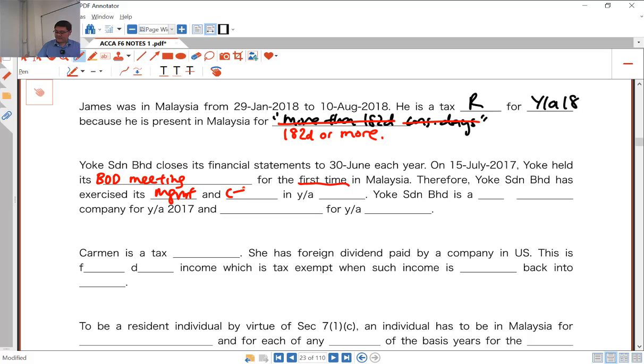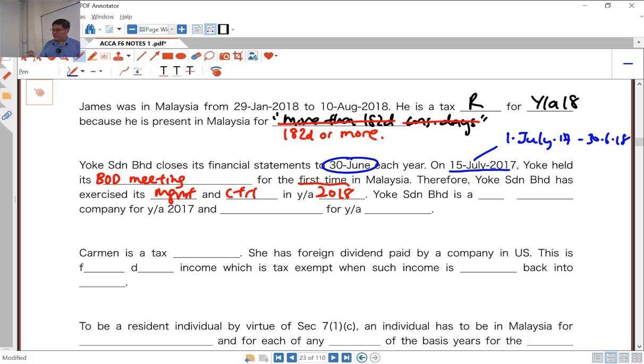Okay, management and control. And which year of assessment has York exercised it? 2018. Okay, I hope if you put 17, you know where your mistake is, because your year end is June. If you're saying 15 July, then the basis period must be from 1st July 17 to 30th June 18, the accounting period. Okay, so it's 18.